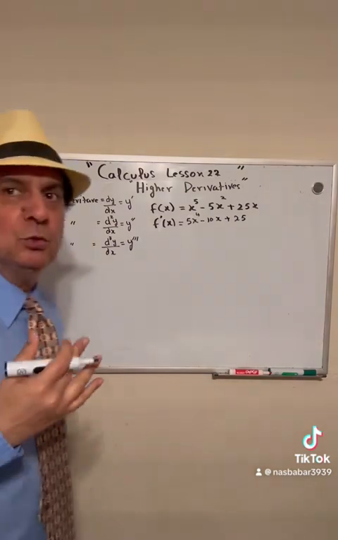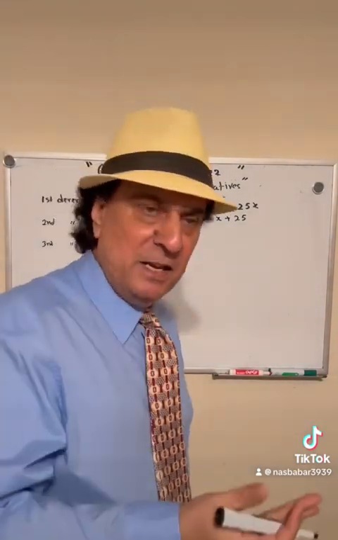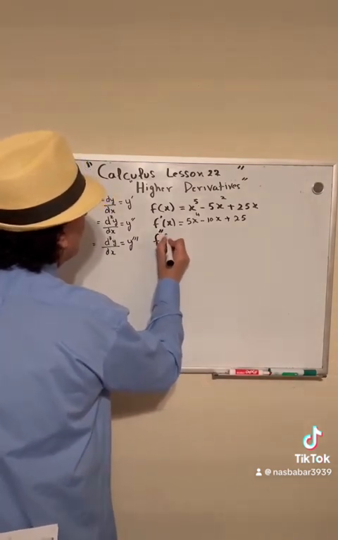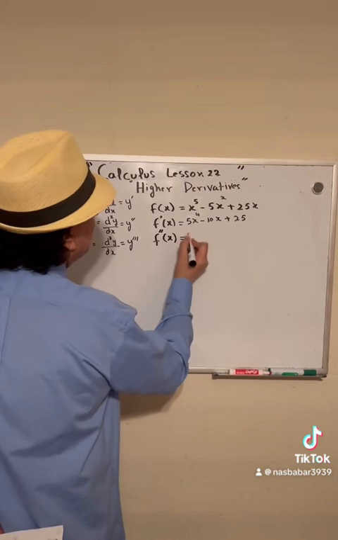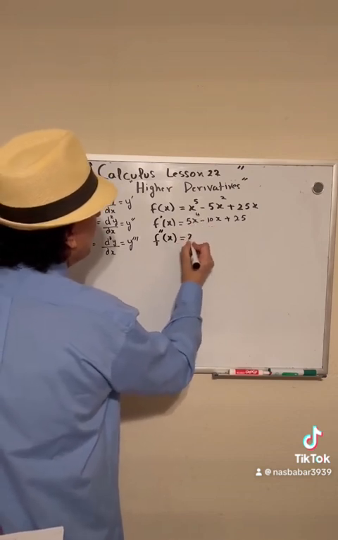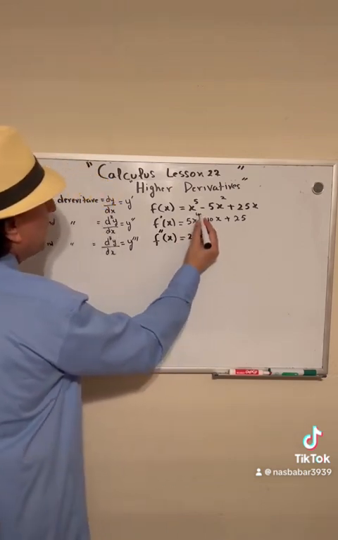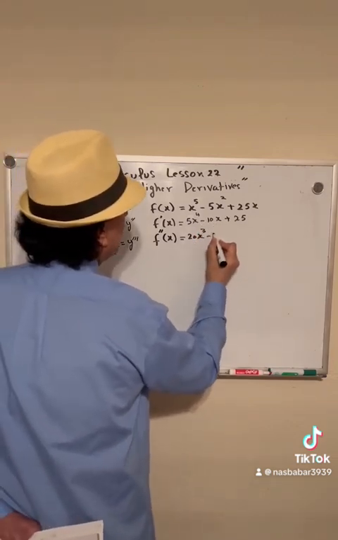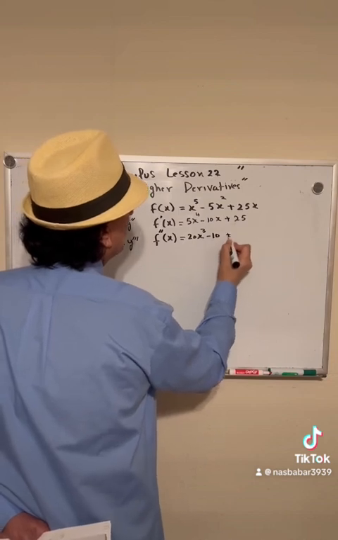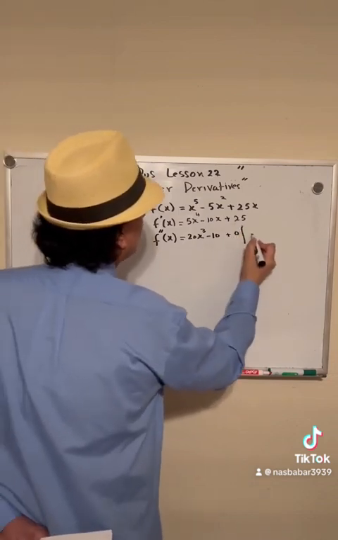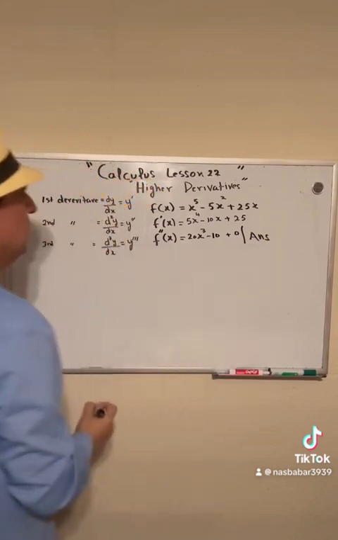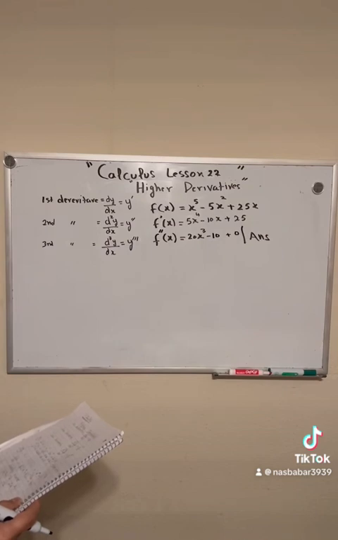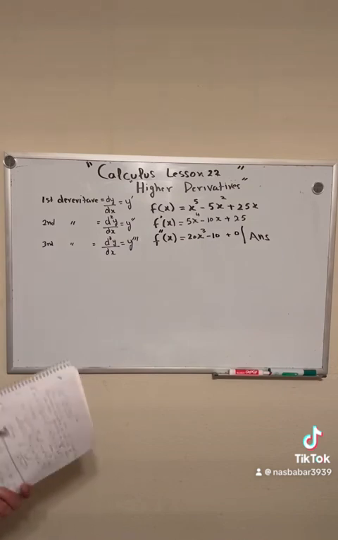Now, what if I ask you, can you take the derivative again? Yes. So I do f double prime of x, then I take 4 times 5 is 20x, and 4 minus 1 is 3, so 20x cubed. The derivative of 10x is just minus 10, and the derivative of a constant is 0. So this right here is the answer of the second derivative. Nothing fancy, nothing difficult, it was easy.